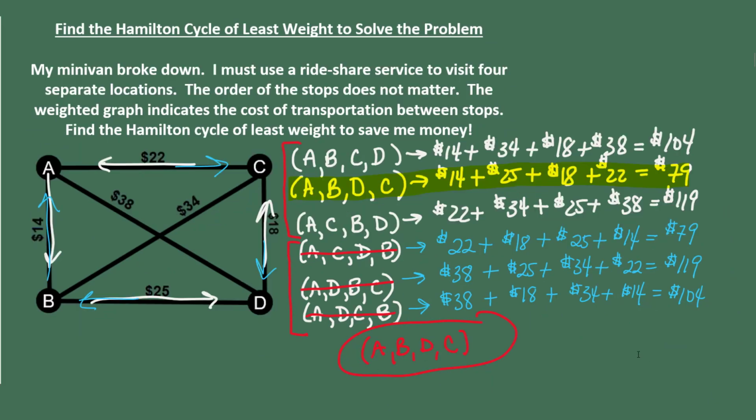ABDC and its reverse are each referred to as a Hamilton cycle of least weight, and in this case the total cost associated with that cycle is $79.